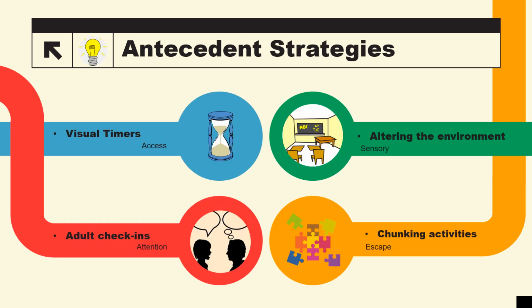Antecedent strategies are preventative measures used in the classroom to limit the occurrence of problematic behaviors. These interventions target the four functions of behavior: access, sensory, attention, and escape. Examples of antecedent strategies for these functions include visual timers for individuals who struggle with access, altering the physical environment for those who struggle with sensory, adult check-ins for those who struggle with attention, and chunking tasks for those who struggle with escape.